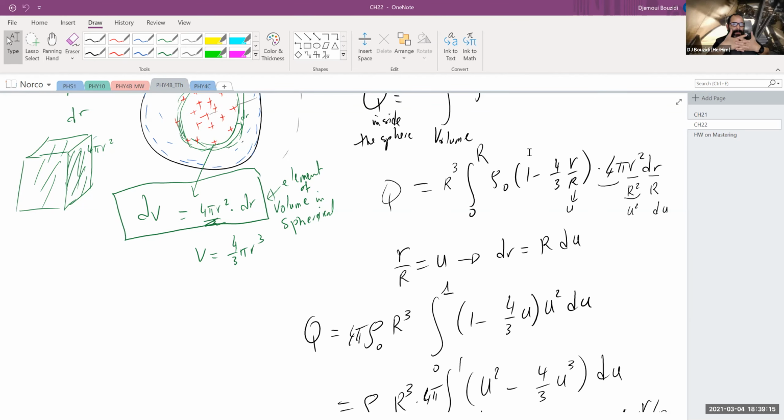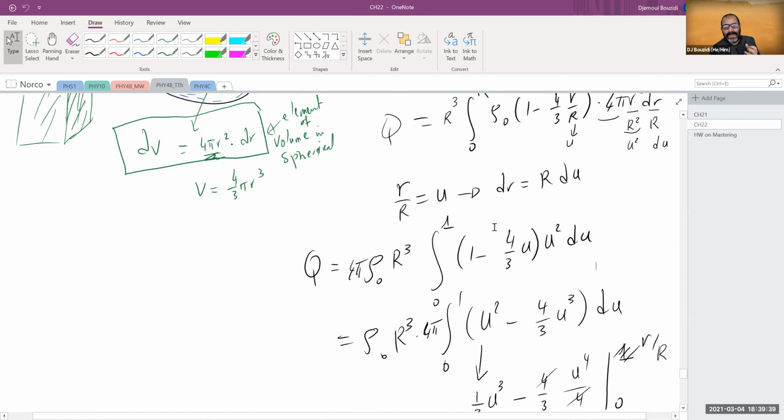As a useful transformation, and we almost always do this transformation, r over big R is just a dimensionless number. We usually introduce this variable u in the calculations. And basically, instead of doing the integral over little r, we do the integration over the dimensionless number u, which has no units, okay? So the integral at the end will just become a number.